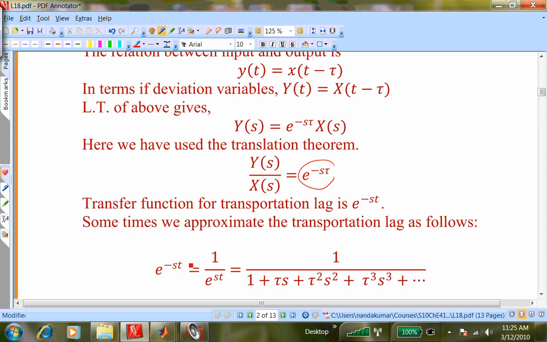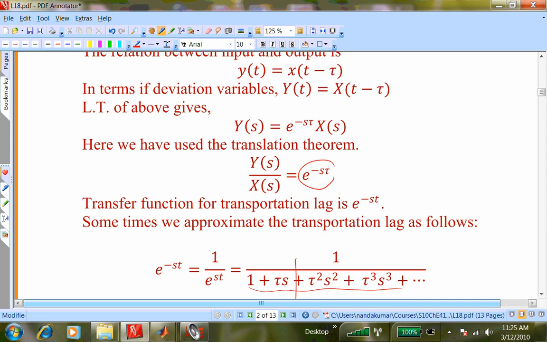But you can write that as 1 over e to the power s tau and then do a series expansion. Now, if tau, the transportation delay magnitude, is small, then when you do tau squared, tau cubed, they are going to be smaller. So you can say I'm going to cut off those terms, and then it looks like a first order. In that limit, if tau is small, you cannot really tell whether it is caused by a transportation delay or a first order delay. They both merge to be the same. That is what we saw in the first graph.